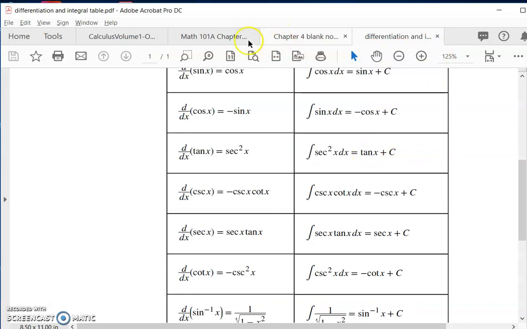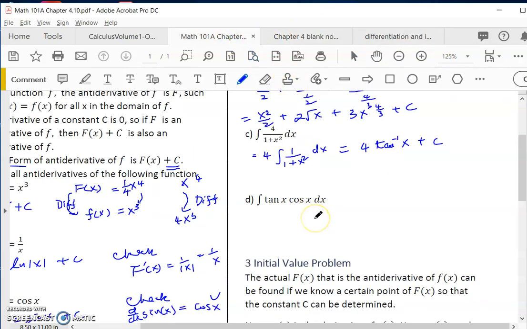Okay, so what should we do? We can use a trig identity to simplify it. Maybe it's something that you can do after you simplify it. So what is tangent x? It is sine x over cosine x. And then we multiply by cosine x, right? This cancels, so that is actually sine x dx.